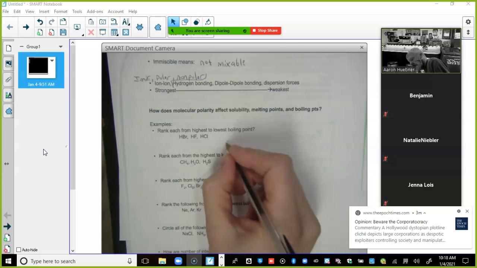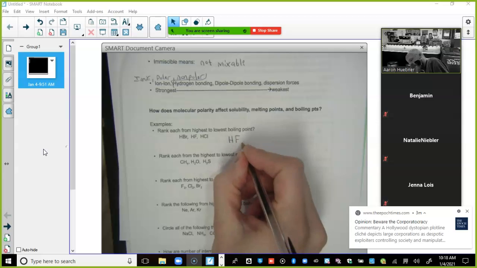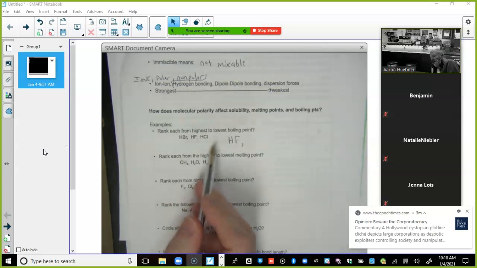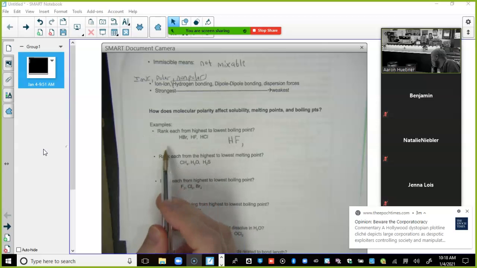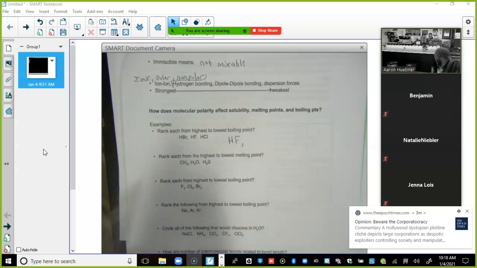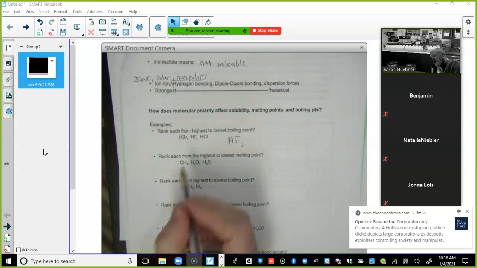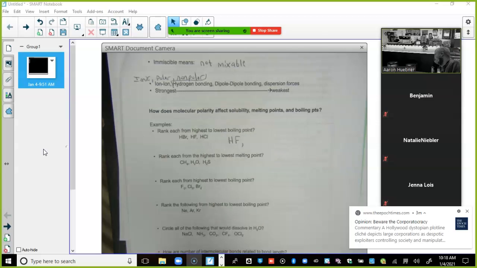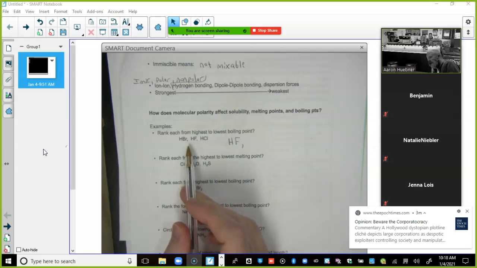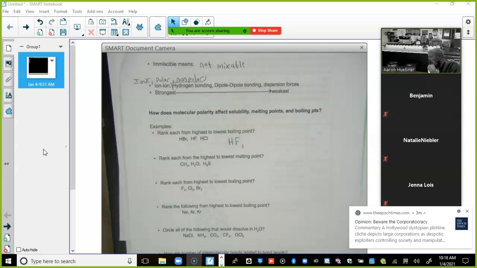So rank from highest to lowest. Are they all going to be polar? Polar covalent? And you can answer that question by thinking, are they symmetrical? Like split in half, H on the left, Br on the right. That's not symmetrical. So therefore they're polar covalent. So we're not going to have any dispersion happening. So now we're looking at dipole-dipole. Now we got to figure out which one has a stronger dipole, which one is more electronegative, chlorine or bromine.